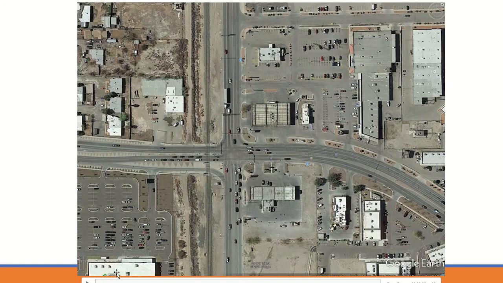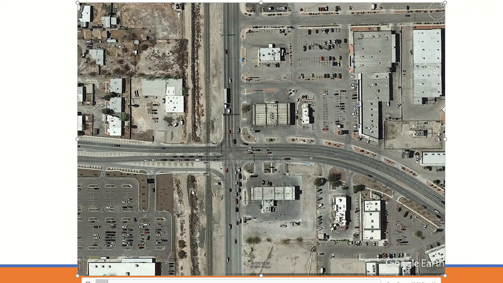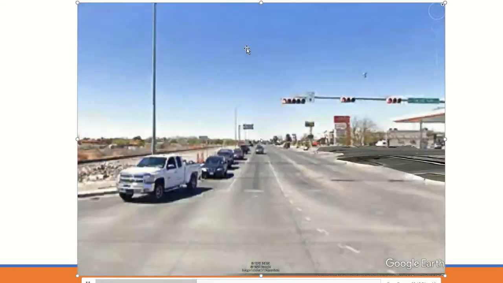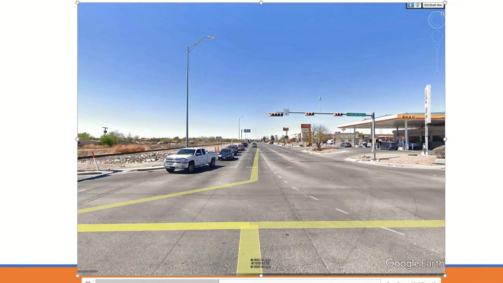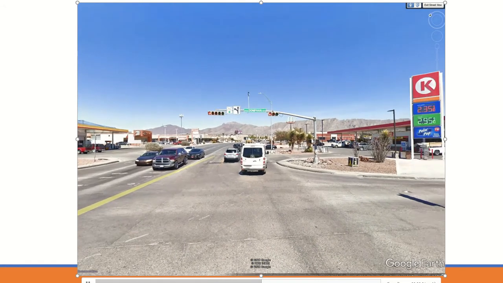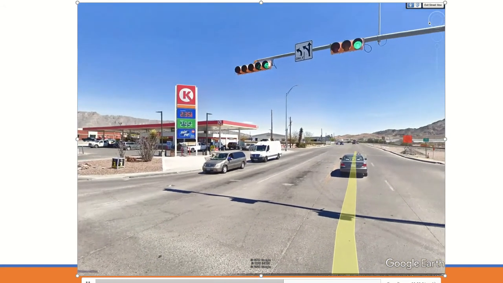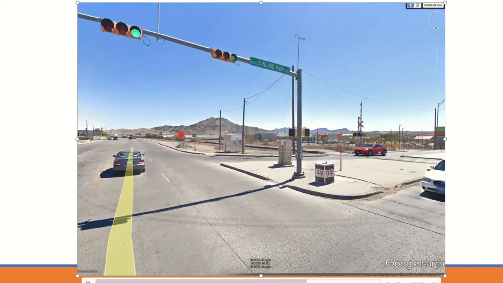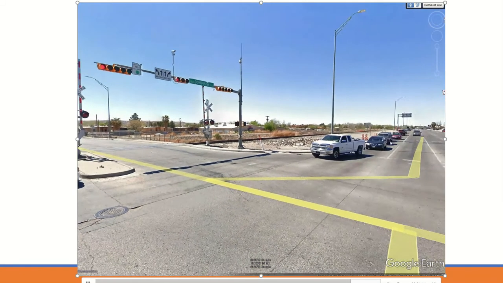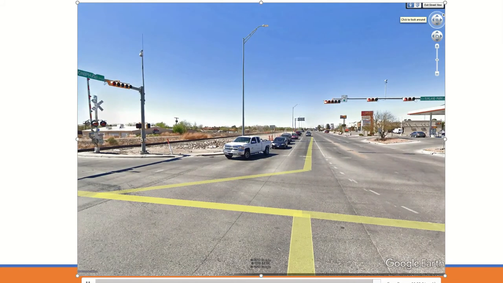Site location. Let me play a little video. This is the intersection of Donovan and Sunland Park. Sunland Park runs east and west, and Donovan runs north and south. This is looking north on Donovan, looking east on Sunland Park, looking south on Donovan, and looking west on Sunland Park. There are also railroad and pedestrian phases there, but we ignored those for this project.